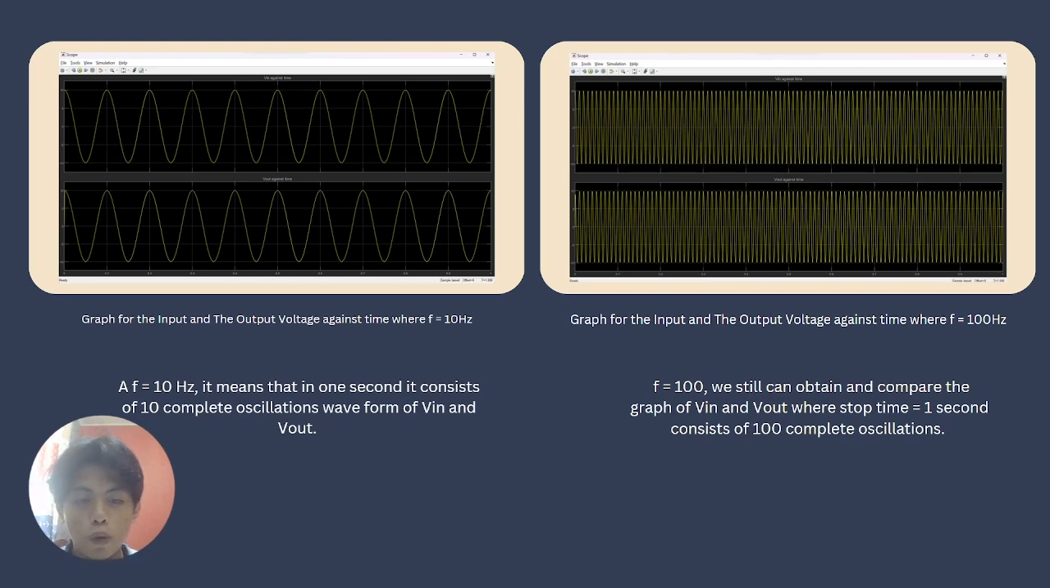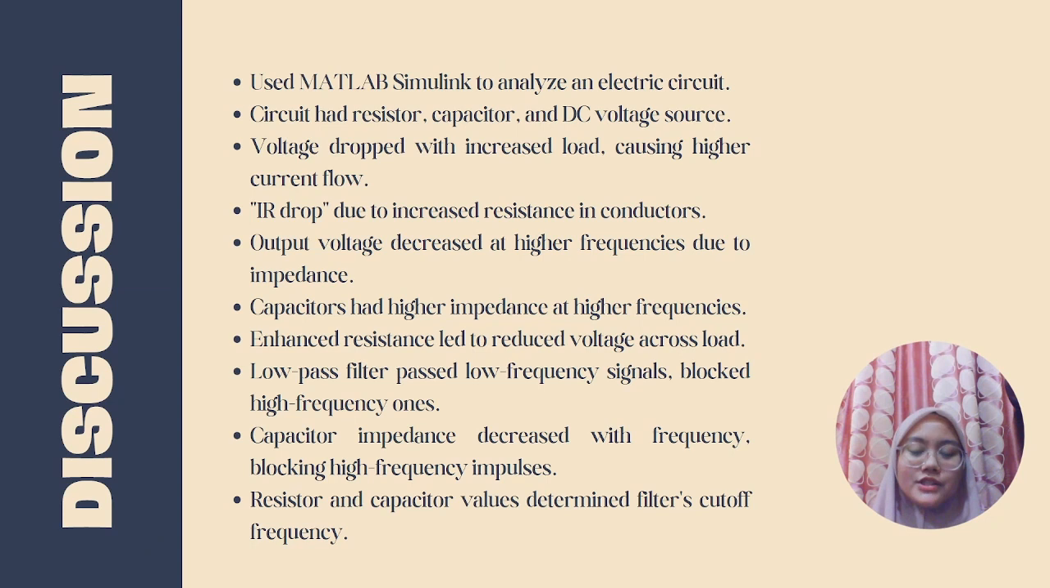So the voltage waveforms for both V in and V out have a similar shape and trend, indicating that the resistor value does not significantly affect the relationship between the input and output voltage over time. The close resemblance between the two plots suggests that the resistor value does not introduce substantial variation or distortion in the signal. So now I will talk about the discussion.